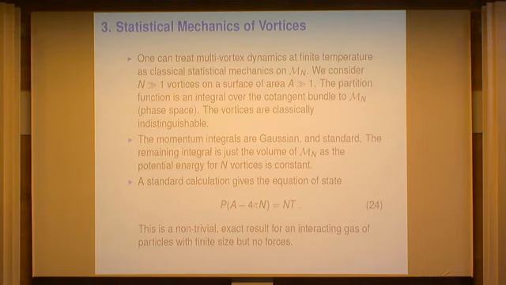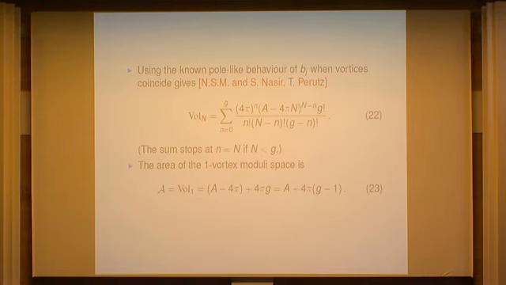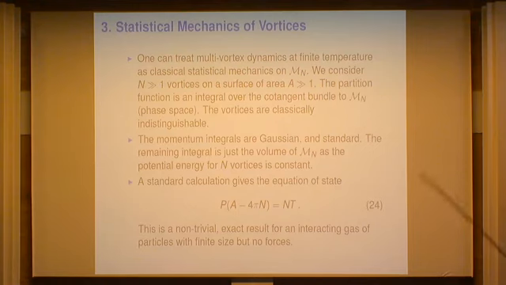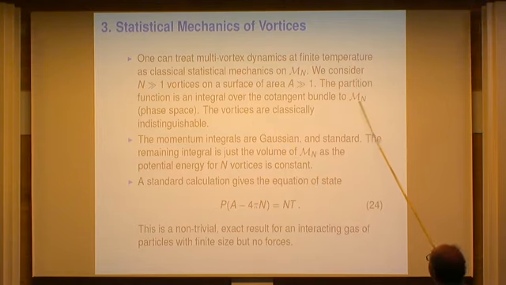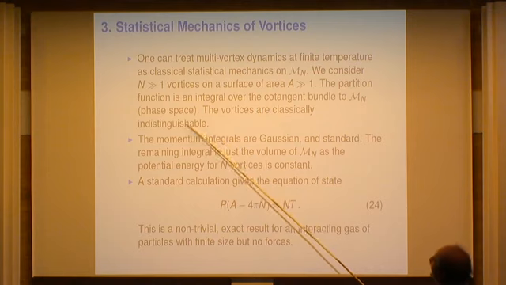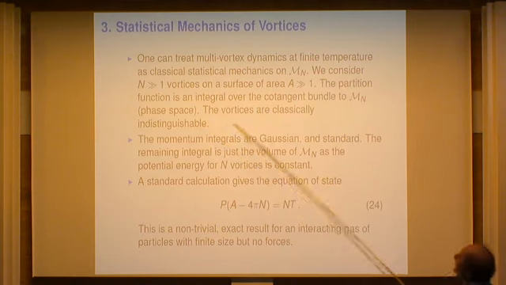Right, so knowing the volume of the moduli space turned out to be very useful physically, because one can work out some statistical mechanics of vortices. One can treat multi-vortex dynamics at finite temperatures, classical statistical mechanics on the moduli space. So formally, there's just one particle moving around in the moduli space randomly. That actually describes n vortices moving around on the original surface. And you have to work out a partition function, which is some integral of the cotangent bundle to this moduli space, which is the phase space in statistical mechanics. The vortices are classically indistinguishable.